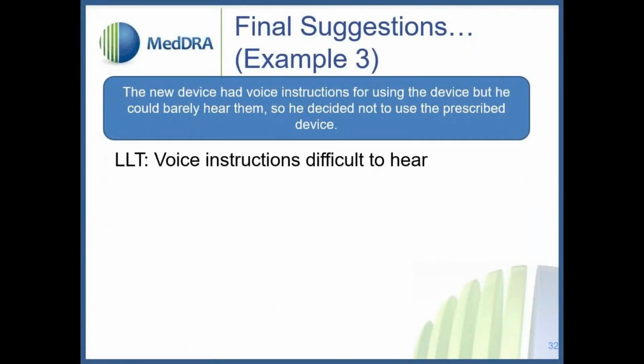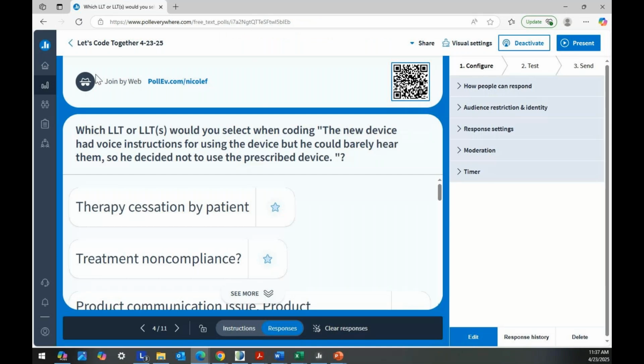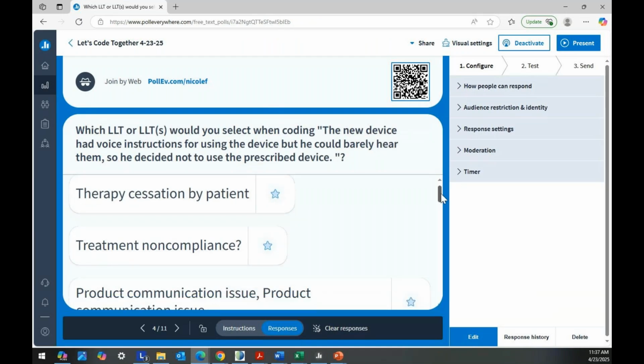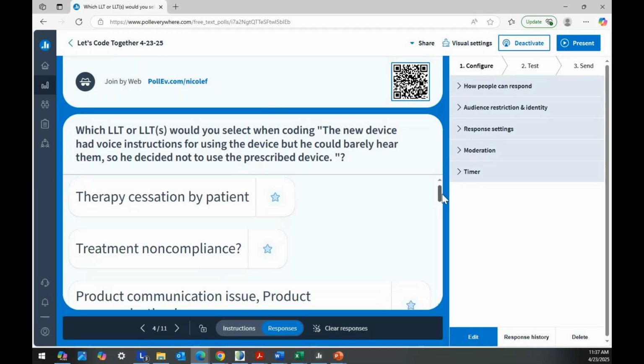Okay, and the final suggestions: one person got it in the poll, I saw, voice instructions difficult to hear. That's what I would pick for the first part of the example. And for the second part, in my opinion, I would use treatment non-compliance, basically to represent that he didn't use the prescribed device or the prescribed treatment. Okay, so someone did get treatment non-compliance.